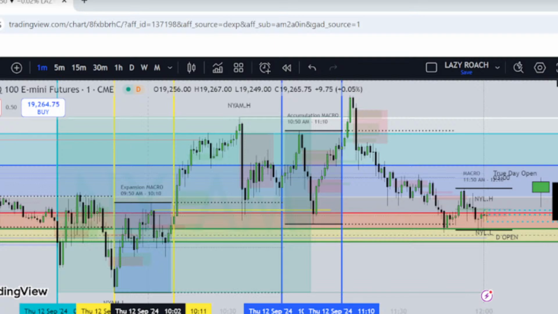Yo, you fully switched to TradingView? Yo, I love using TradingView now to look like this, but I still like to use NinjaTrader. You know what I'm saying?